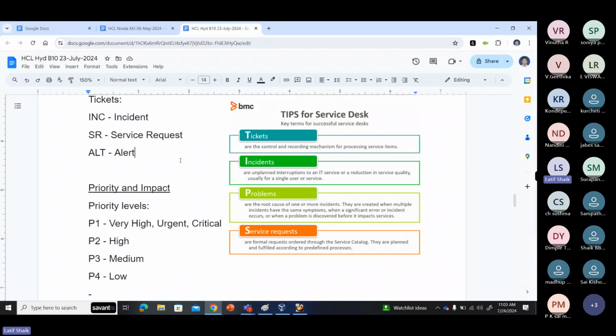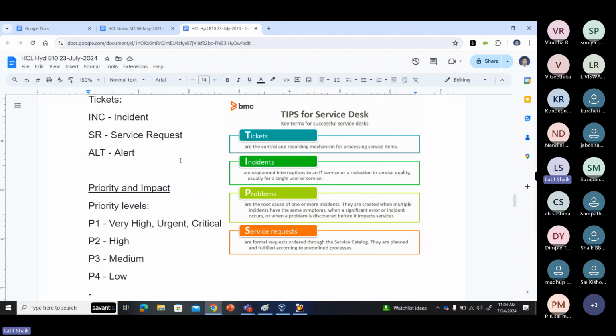So what is the incident? An unplanned interruption to the IT services without any warnings or notifications earlier, so services become unavailable, or a reduction of service quality. Okay, access of service, loading of pages, or those things. Service quality will be reduced for a single user or a service.